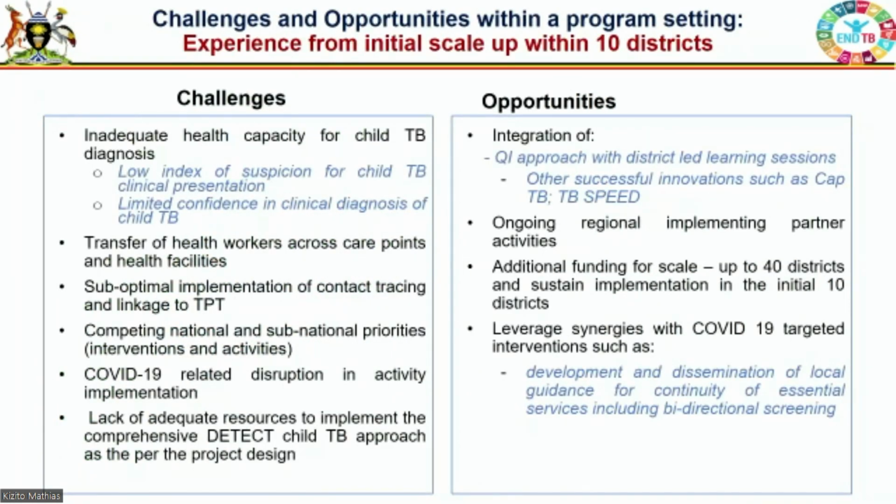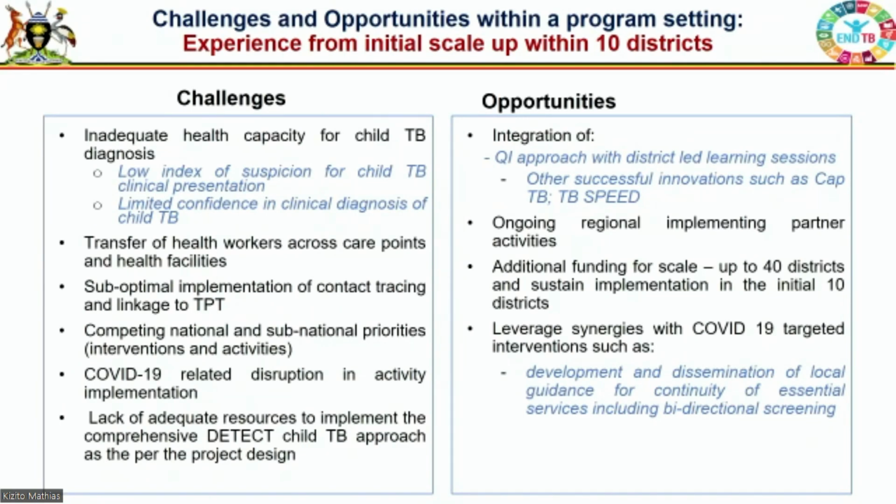So as we implemented in the initial 10 districts, there were lessons learned. Low index of suspicion, limited confidence. We were not doing the monthly mentorship, we were doing quarterly. Transfer of health workers across care points. Today you train a health worker, the next time you go to mentor, they are in the theater. So then you have to orient again. Suboptimal implementation of contact tracing, and this was also varied across the different districts.